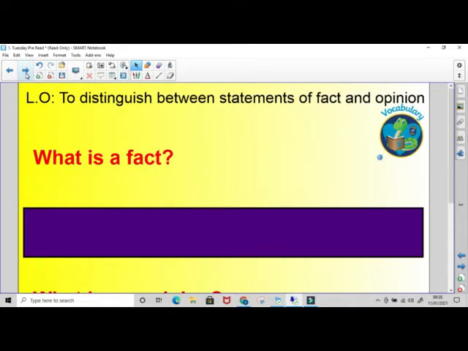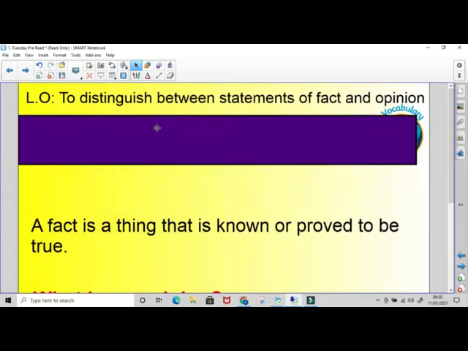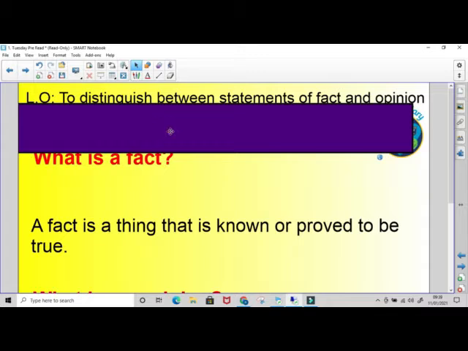Now, let's get to the crux of our reading this week, fact and opinion. What is a fact? Pause the video, have a discussion. Unfortunately, we live in the world of fake news and such things, so I think what a fact is becoming harder and harder to define these days. However, that is what we are going to do. What is a fact? A fact is a thing that is known or proved to be true. Something that can be proved to be true.